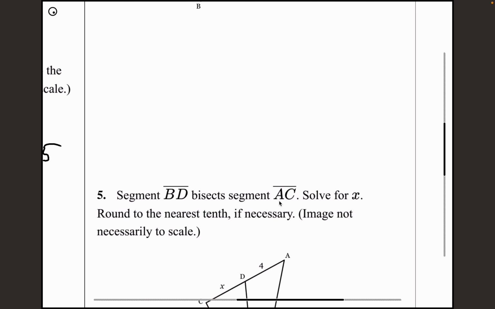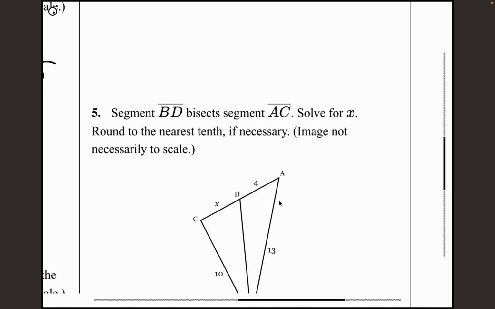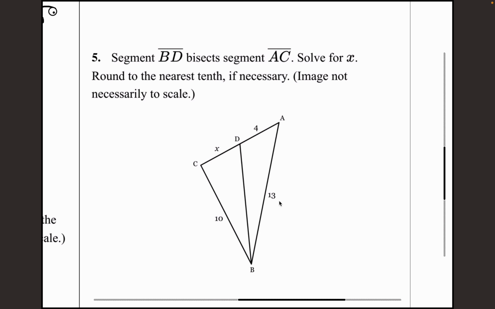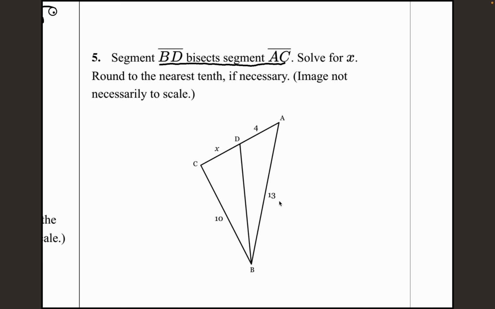Now let's look at number 5. Right here it says segment BD bisects segment AC. All right, this time it is a segment bisector. So it's not a median and it's not an angle bisector. But again, we have a segment bisector, so it splits AC in half. If AD is 4, x also has to be 4. So whenever it's a segment bisector, they are congruent.